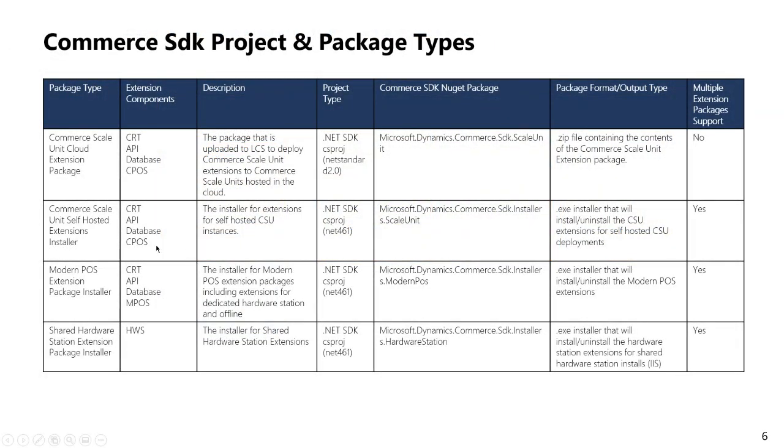Okay. So with that overview, we'll do a deep dive table of the different package types. For cloud, we have only one package type, called the cloud scale unit package, which can contain your CRT, API, database and the CPOS extension. This package is uploaded to the LCS and then deployed to your cloud environment managed by Microsoft. In this case, it doesn't support multiple extension packages. If there is an ISV package, or another extension from a different partner, or the customer extension package, all those packages need to be merged and then deployed as one package.